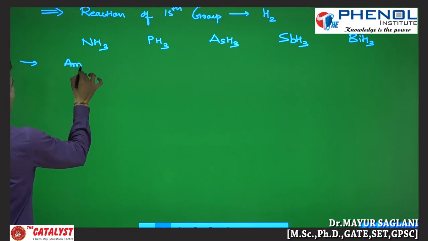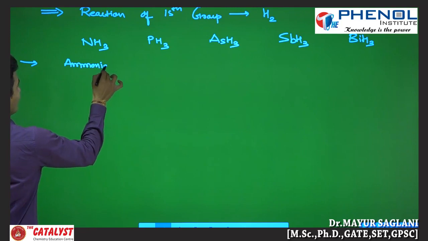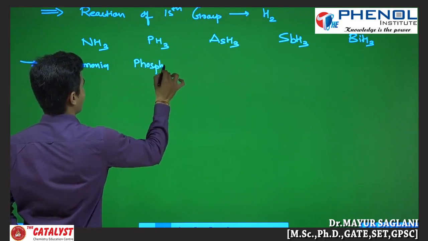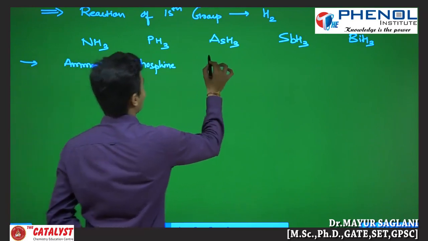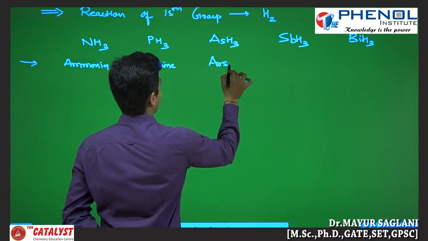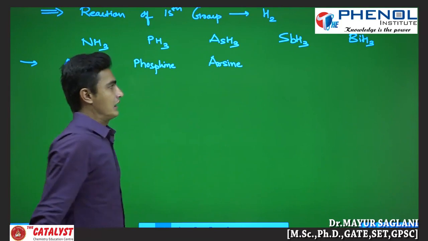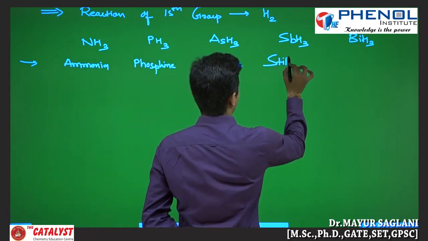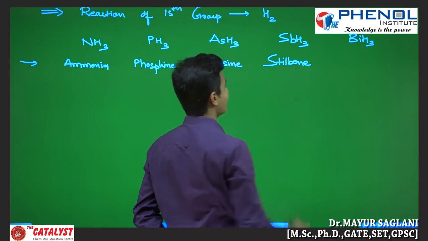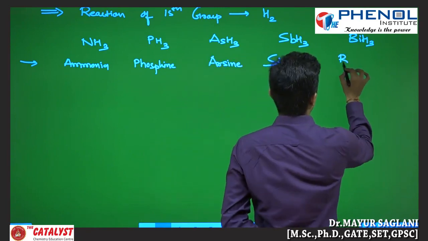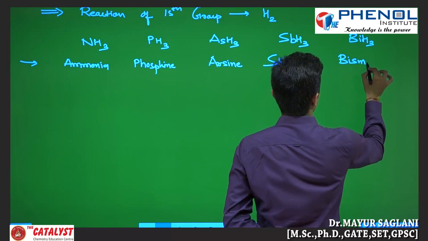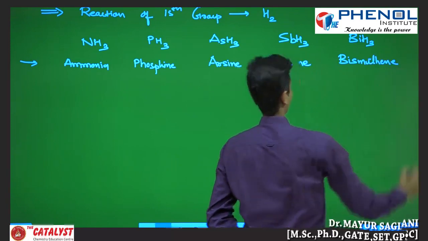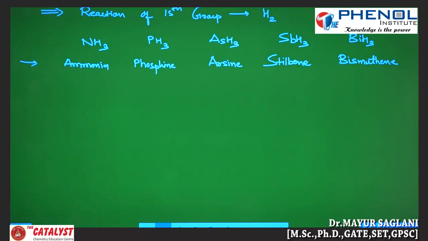We can write it as ammonia. Likewise, we can write phosphine, arsine. Likewise, for the antimony, you can write stibine, and here we can write bismuthine. These are the names of the compounds.